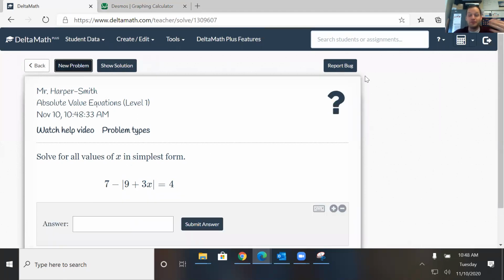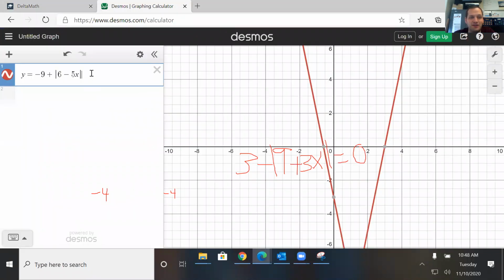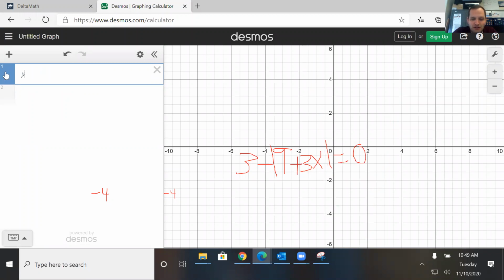All right, let's try another one. Here we go. We're going to do the same thing. We want to get everything over to the left side. So I'm going to subtract 4. 7 minus 4 is 3. So I've got 3 minus the absolute value of 9 plus 3x equals 0. I'm going to jump over to the Desmos graphing calculator. We're going to do y equals 3 minus the absolute value of 9 plus 3x.